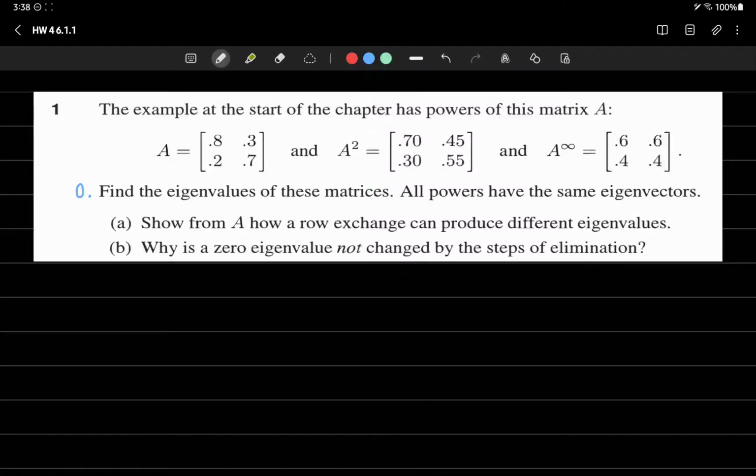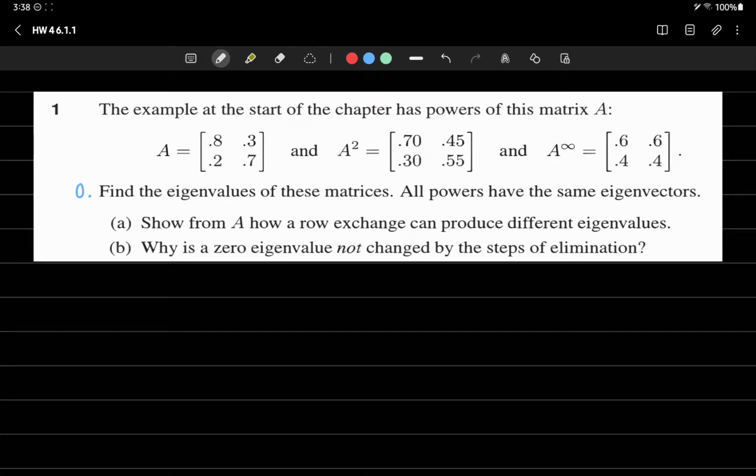Alright, welcome back. Today we'll be doing number 1 from section 6.1 in the textbook, and in this problem we are given a 2x2 matrix A, and we are tasked with finding eigenvalues with each respective power. Afterwards, we will also be looking at a couple conceptual questions related to the eigenvalues.